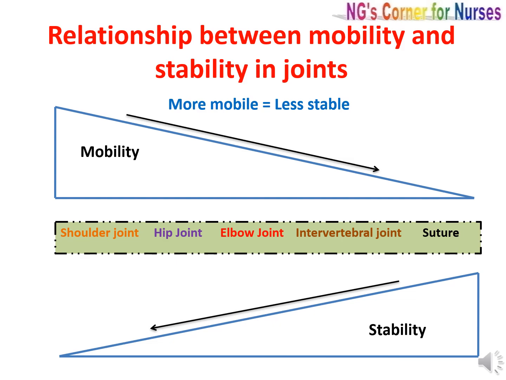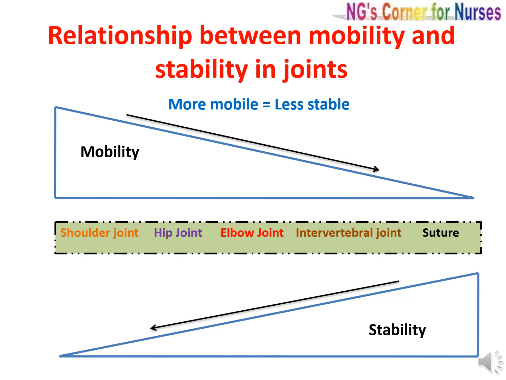The diagram in this slide describes the relationship between mobility and stability in joints. In our body, there are some mobile joints and some stable joints. More mobile joints are less stable joints. Which joints are less movable? They are more stable. From this picture, we can see sutures are immovable joints, but they are the most stable joints. On the other hand, shoulder joints are extremely movable joints, but they have very little stability.